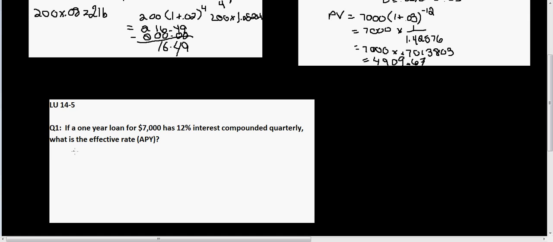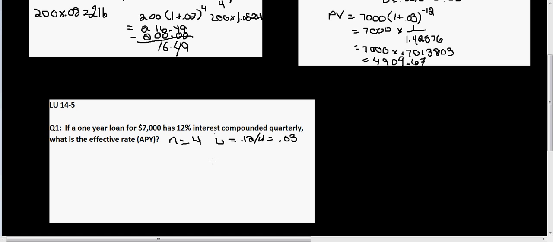If we have a situation where a one-year loan for $7,000 is paying interest at 12% and the compounding is quarterly. Remember, let's go and look at what this means. N is going to equal number of periods. Number of periods are 4. Interest is not 12% because it's compounding, not simple interest, it's compounding. So the interest is 12%, 0.12, divided by the number of periods, N, which is going to equal 0.03.